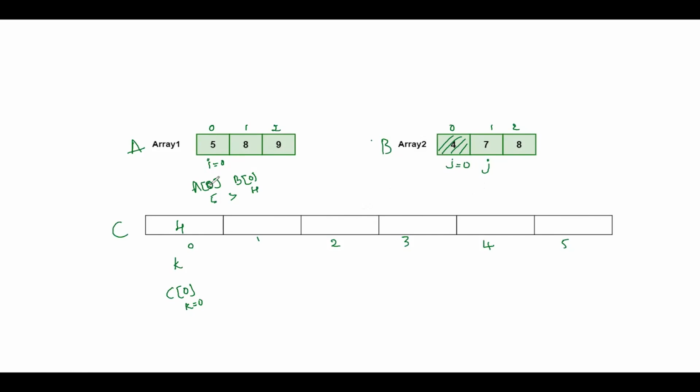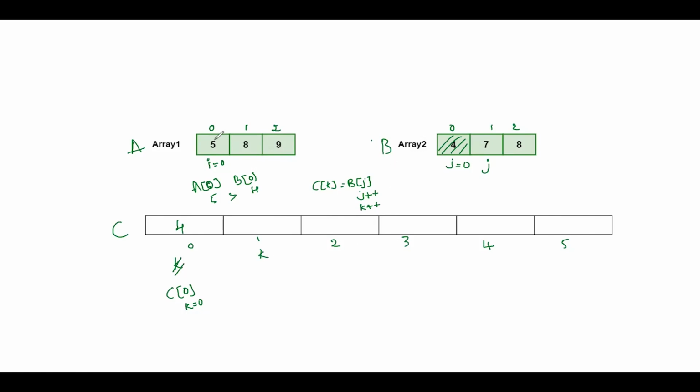Now, when I compared A of I with B of j, I found that B of j is smaller. Hence, I am going to say that C of k is equal to whichever is the lesser value, which in our case is B of j. Hence, that value is stored. Once I store that value, I'm going to simply increment the j value because we have taken the value from here. Also, I'm going to mandatorily increase the k value because, of course, the next element I want to store in the next position.